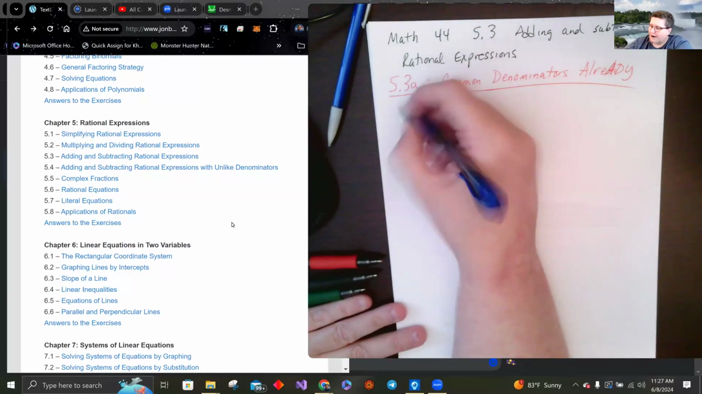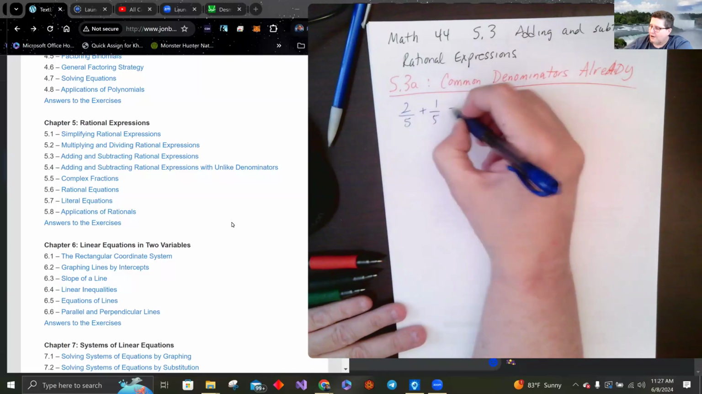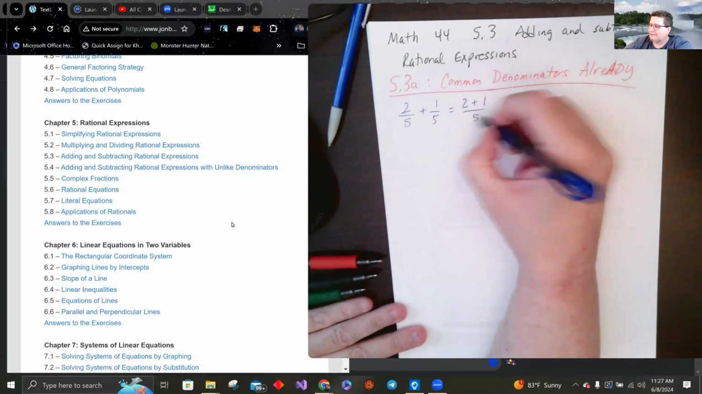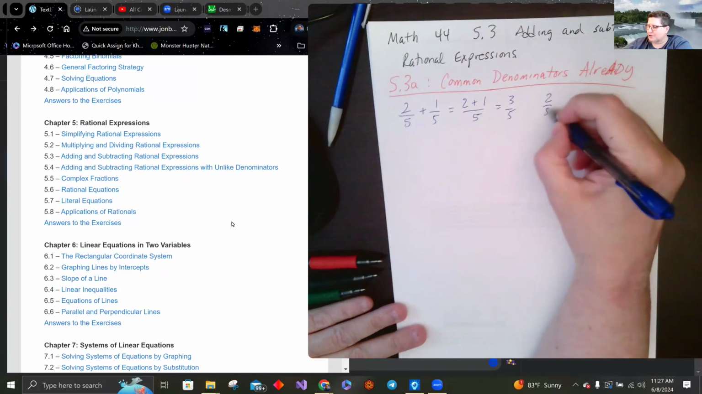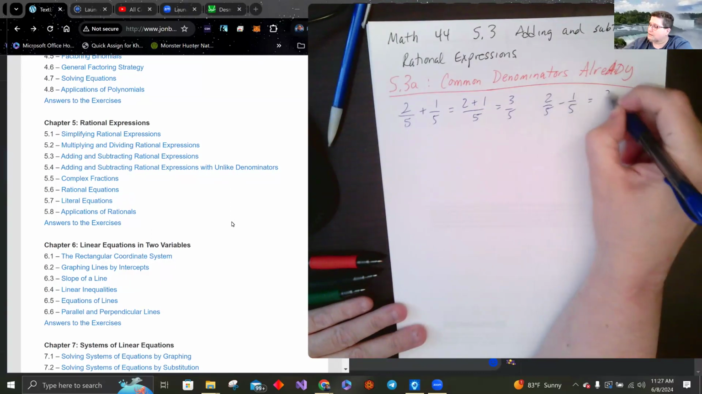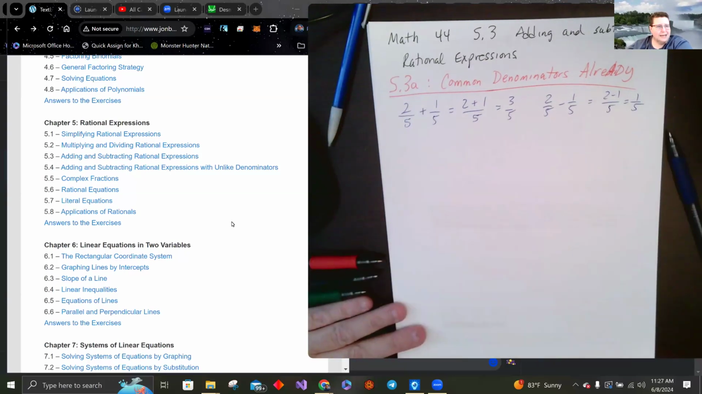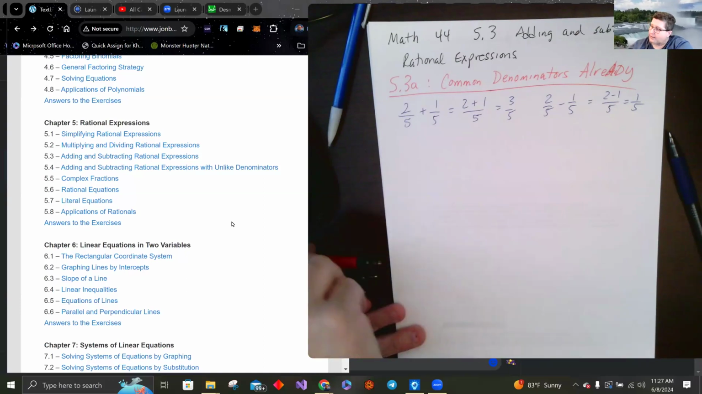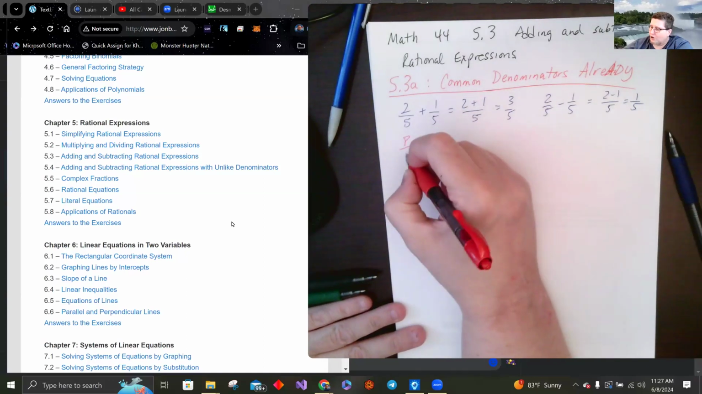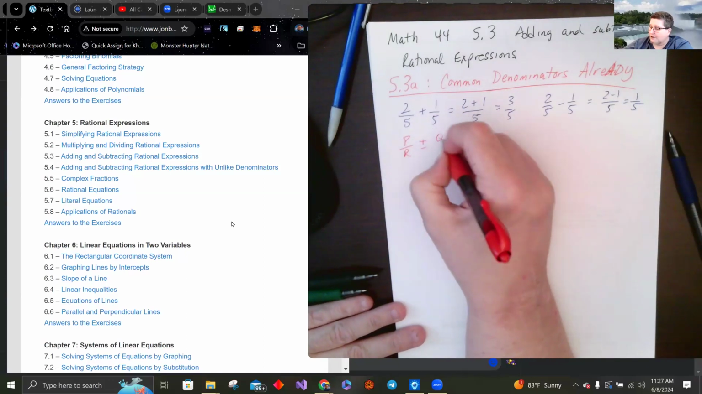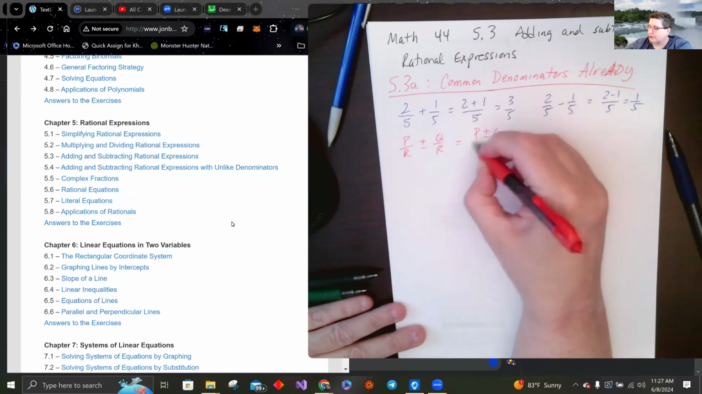Remember, this was just like fractions. If we had 2 over 5 plus 1 over 5, we can treat this as 2 plus 1 over 5, which is 3 over 5. And the same thing with subtraction. This principle works, same idea, with rational expressions. If I have P over R plus or minus Q over R, I get P plus or minus Q over R.